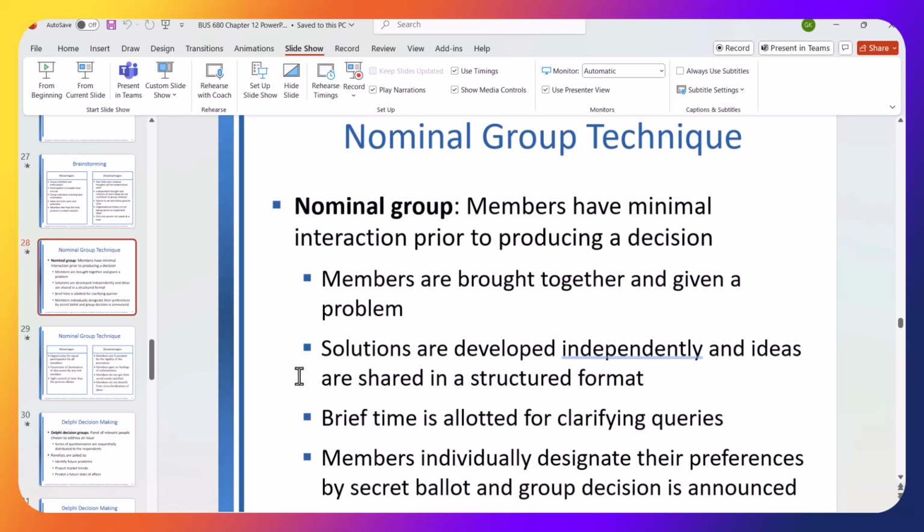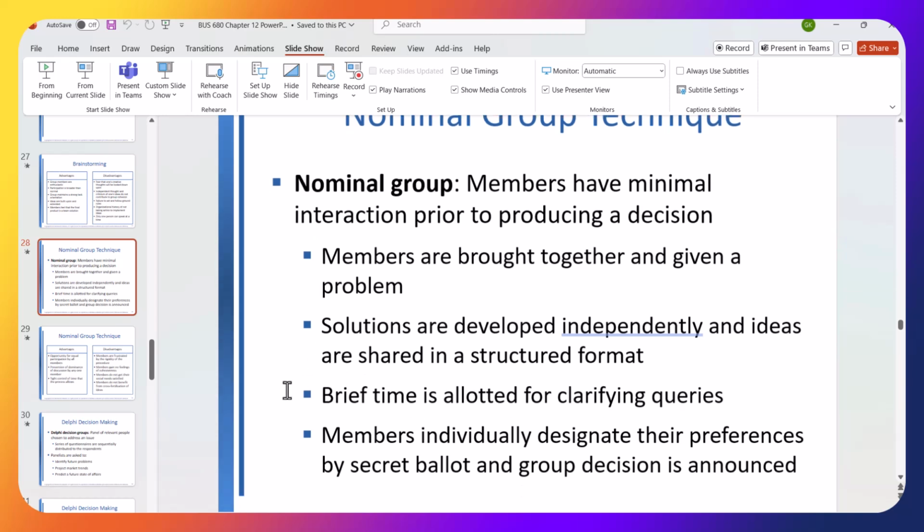Nominal group technique. Members have minimal interaction prior to producing a decision. Members are brought together and given a problem. Solutions are developed independently and ideas are shared in a structured format. Brief time is allotted for clarifying queries. Members individually designate their preferences by a secret ballot and the group decision is announced.